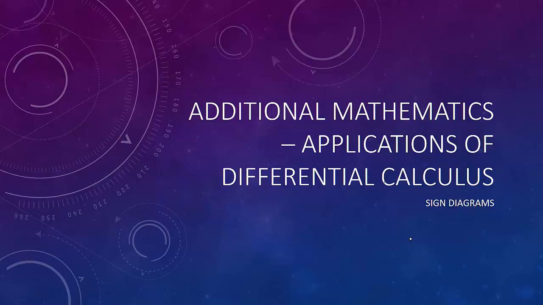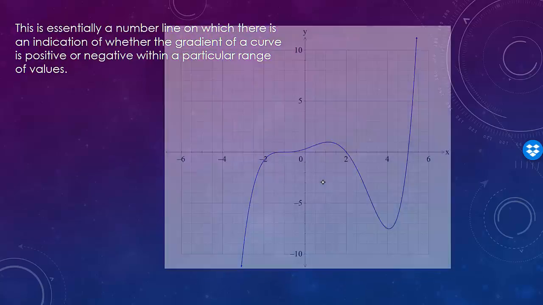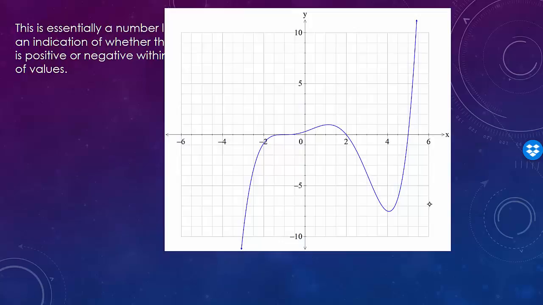Sign diagrams. This is essentially a number line on which there is an indication of whether the gradient of a curve is positive or negative within a particular range of values. So let's look at this curve that we've looked at before. And here's the number line.